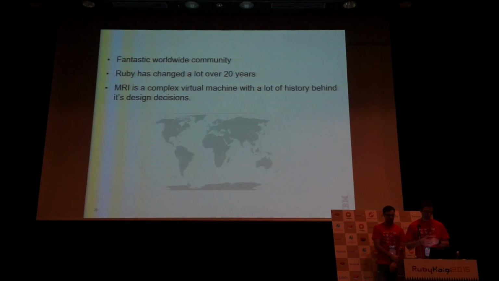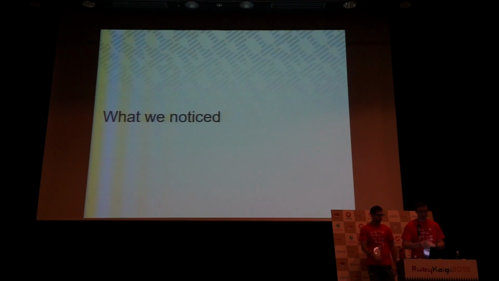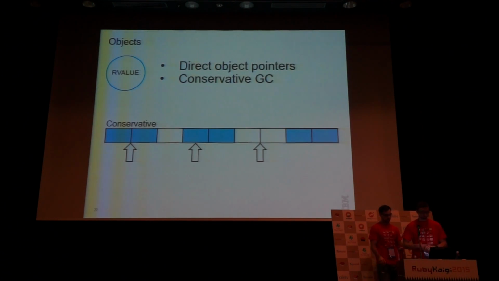But in all seriousness, CRuby has been in active development for over 20 years. During this time, it's built up a fantastic worldwide community, as is evident by all the great people here. Ruby as a language has evolved to become more expressive and powerful over the years. Over those years of development, MRI has a lot of history and complexity in its design. So after diving more into reading the source, here are some of the things that we noticed.